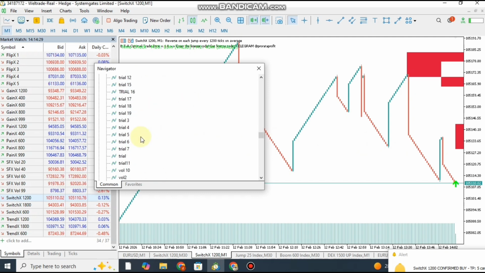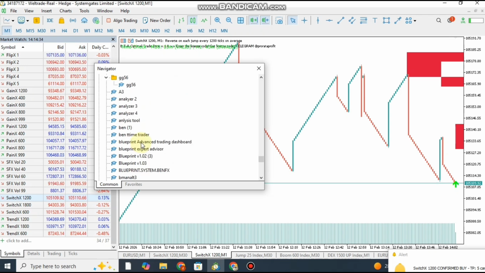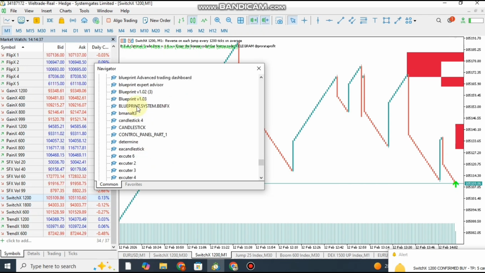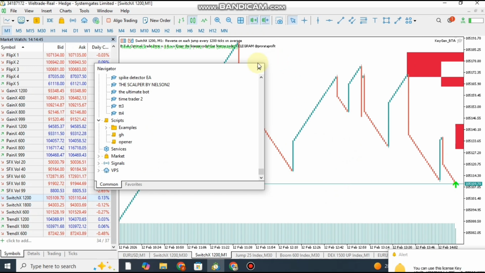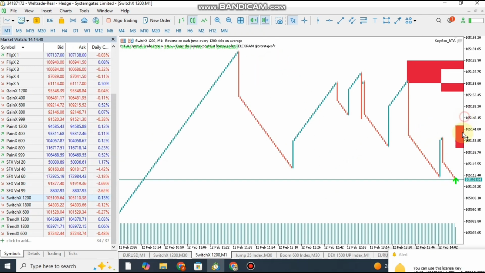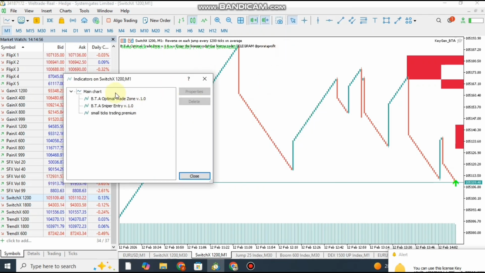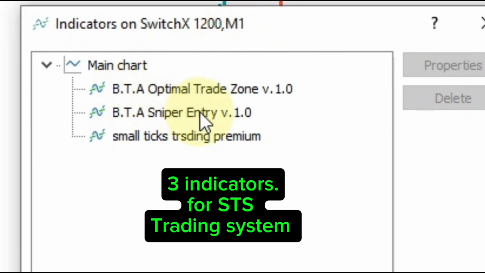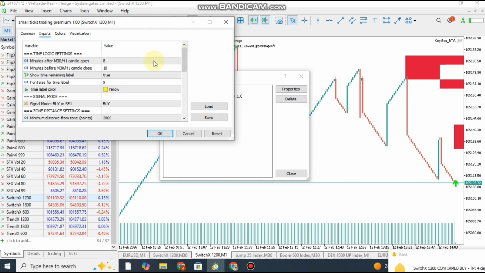But that's not all. This is the most important part of all of them. The small ticks trading software, after adding it, activates immediately. But the 2 indicators that we added earlier on are not yet activated. And that is why we now need to add a fourth software to activate the first 2 indicators. And it is a bot, not an indicator. It's an expert advisor.